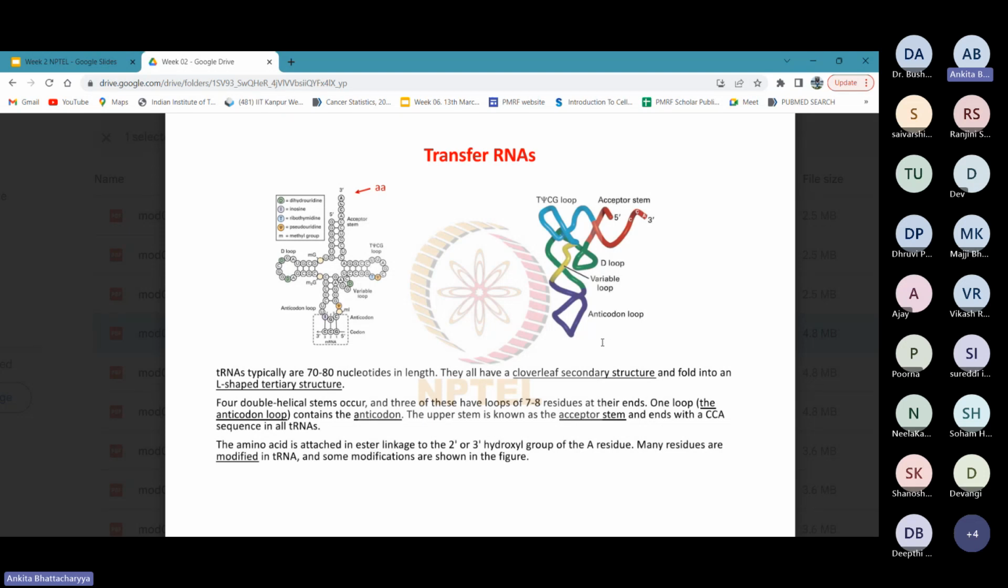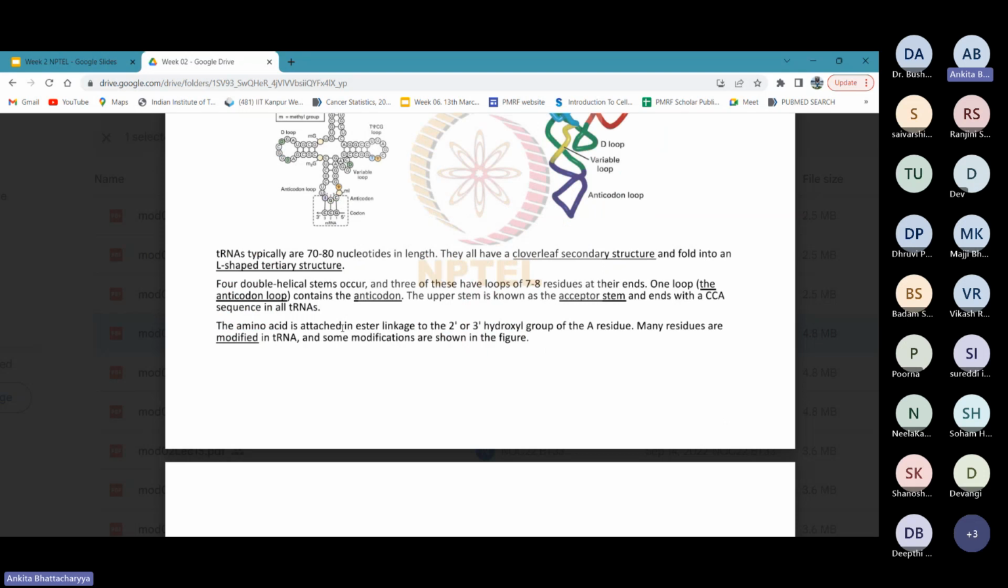And its 4D structure, on the other hand, is what makes it look like the letter L. So its tertiary structure is L-shaped, while its secondary structure or 3D structure is clover leaf. So please make sure that you do not make a mistake among these two. So yeah, that is the idea. These are short sequences. They are 70 to 80 nucleotides in length. They have a clover-leaf secondary structure and they fold into the L-shaped tertiary structure. And double helical stems are present. You can see here. I think somebody had asked about the sequence variation as well.